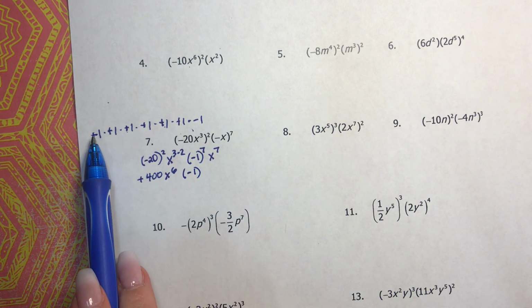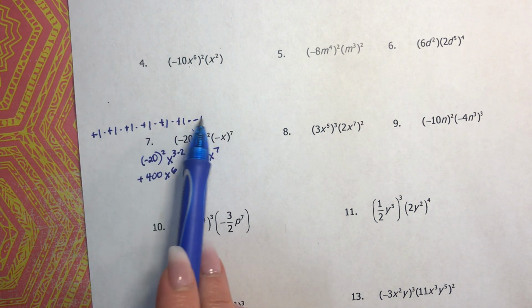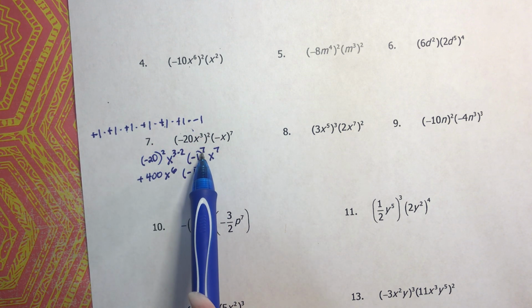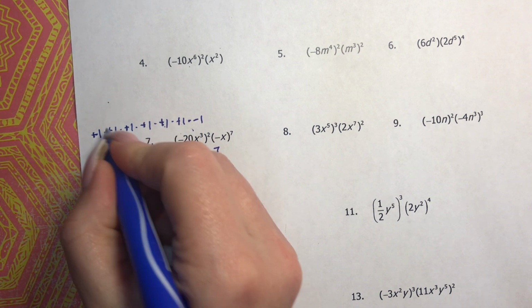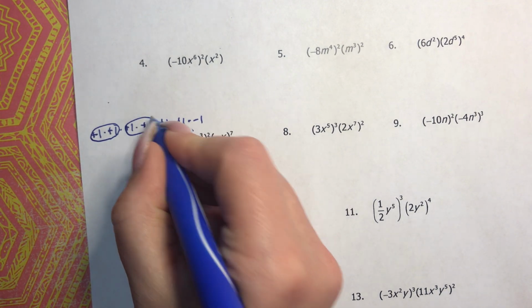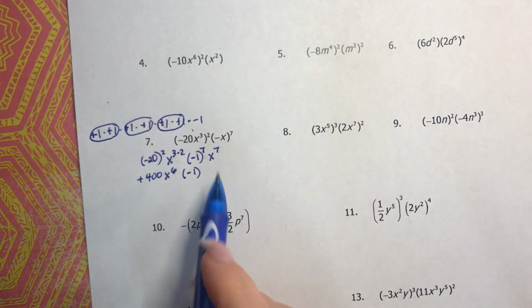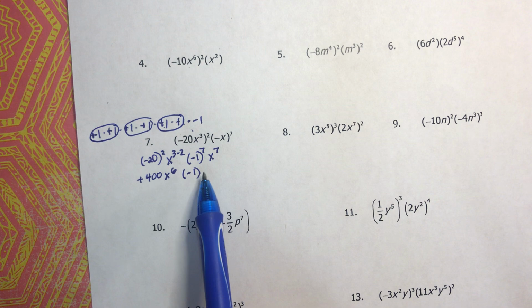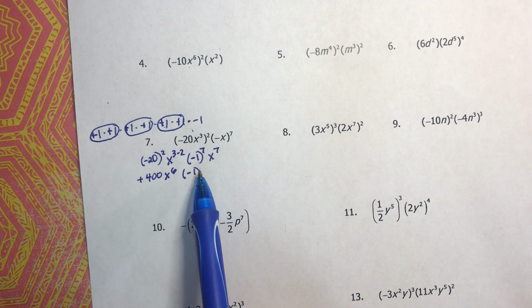So if you look, there's 1, 2, 3, 4, 5, 6, 7. We started off with 7 negative 1s, and 7 is an odd number. And notice how each of those negatives became a group of 2, group of 2, group of 2, right? And then there's this 1 left over.